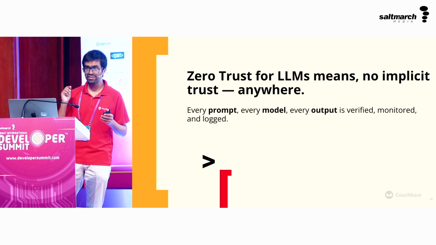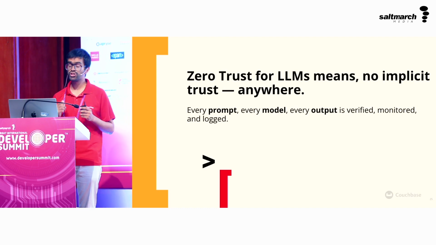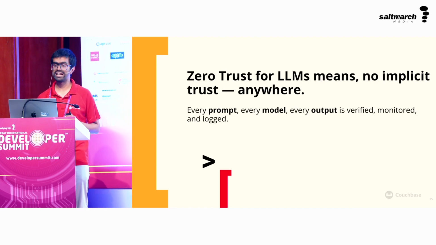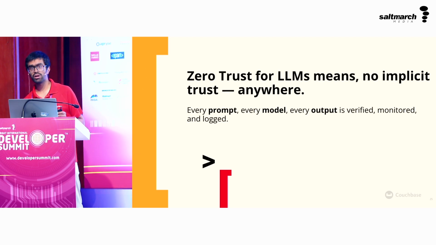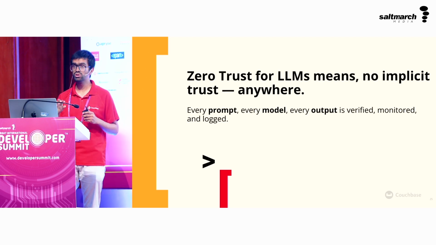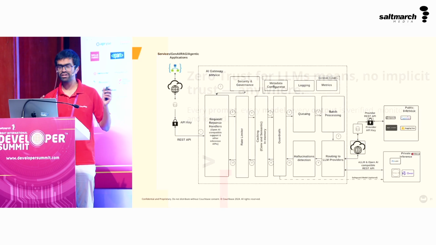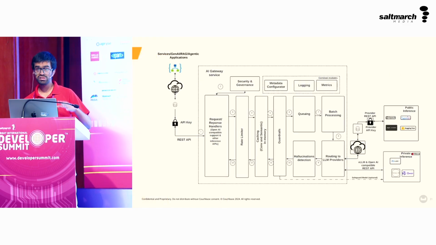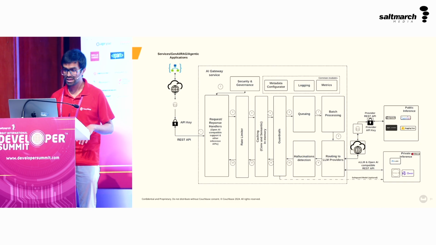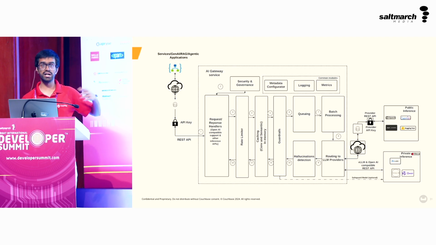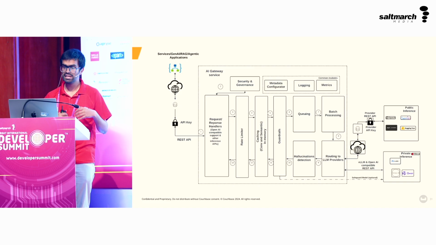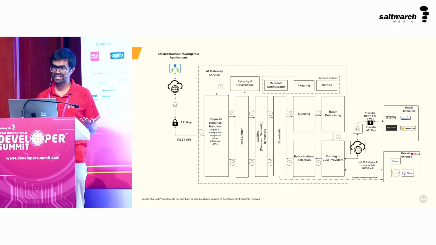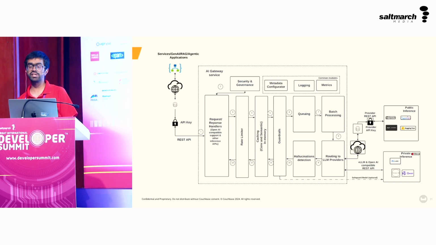The idea is that every single prompt, every model, and every output should be verified, logged, and monitored actively. Now, of course, we are running a bit out of time. I wanted to dive deeper into each one of these practices, but this is an architecture of a generative AI application that uses zero trust security at the helm. At the top, we are using a typical API gateway level of security with proper API keys, and we are also using rate limitation. We are going to have some level of security and governance.